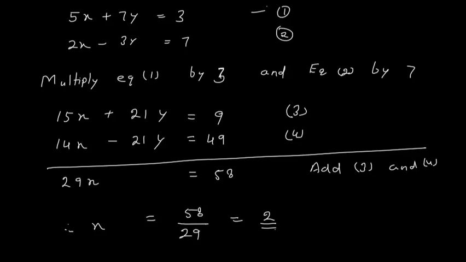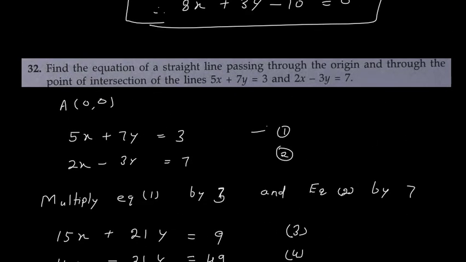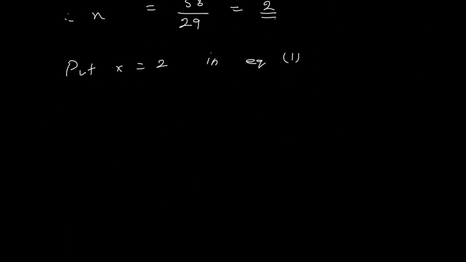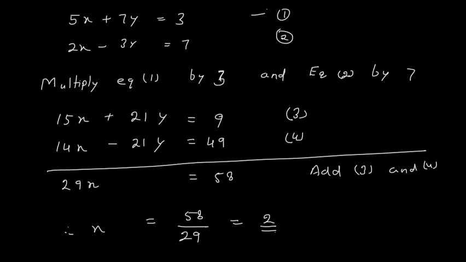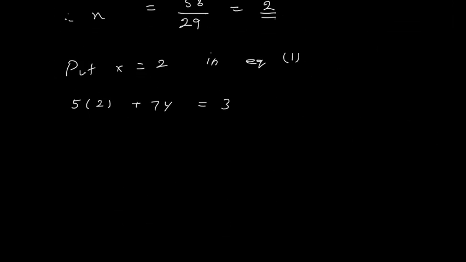So what is equation 1? 5x plus 7y is 3. So therefore this is 5 twos are 10. Now I have 7y equal to 3 minus 10, which is minus 7. So therefore the value of y we will say minus 7 upon 7 equal to minus 1. So I got x equal to 2 and y equal to minus 1.